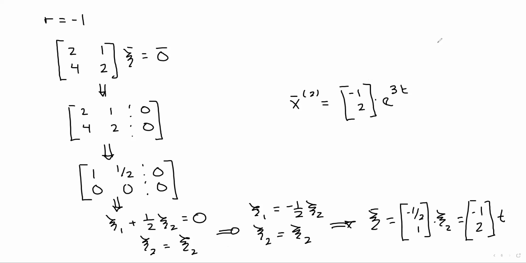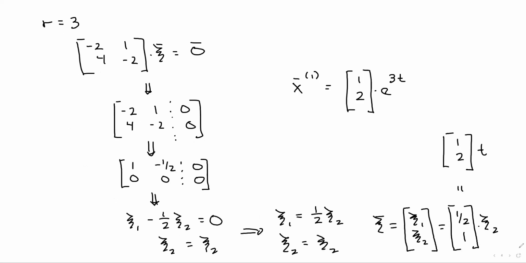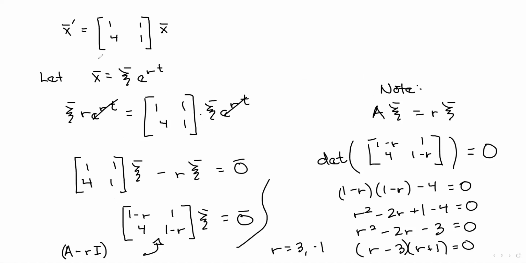It's not 3. The eigenvalue is supposed to go in the exponent here, so negative t. And just like the previous example, you could go through and check that it works if you'd like. It should. It does work if you plug it in, assuming we didn't make any mistakes.